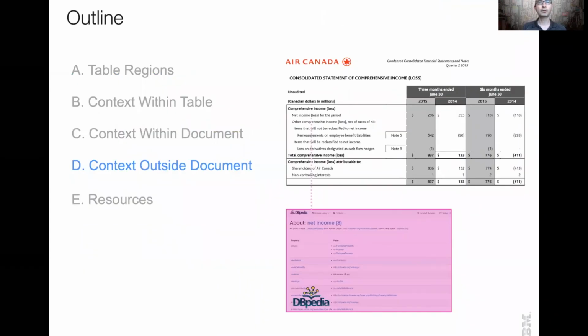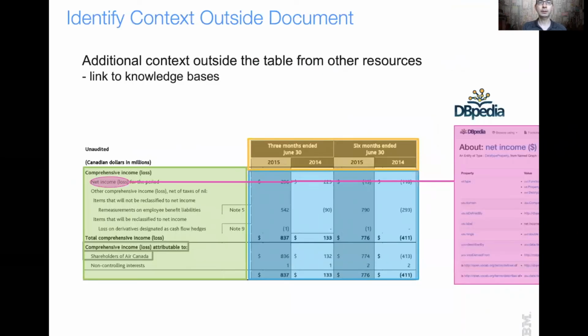Let us now increase our scope even more and look at the problem of identifying context that appears outside the document. The prime example here is linking information that appears within the table to external sources such as external knowledge bases, for instance, Wikipedia. For instance, we can link net income, which appears within the row header, to the corresponding net income concept in Wikipedia.